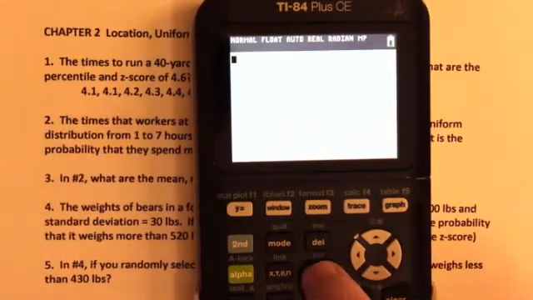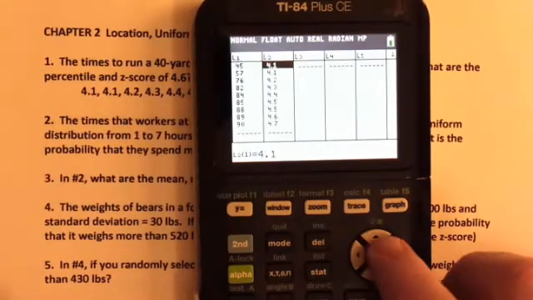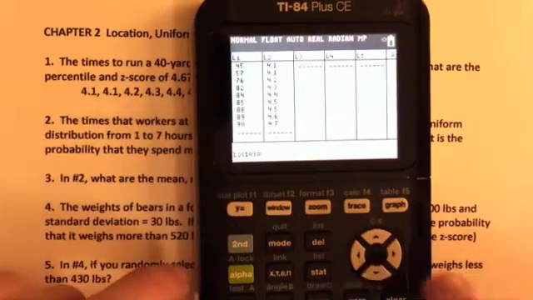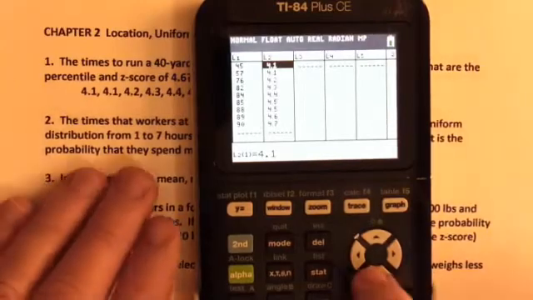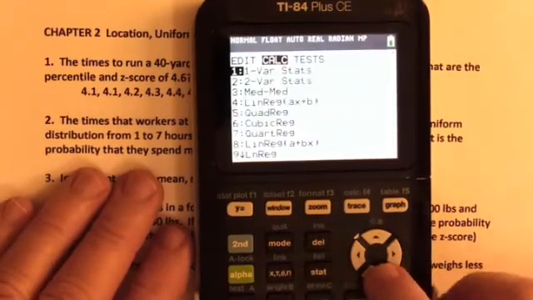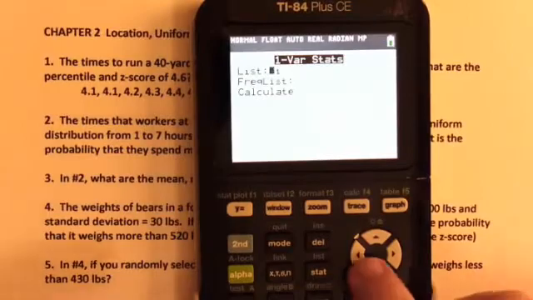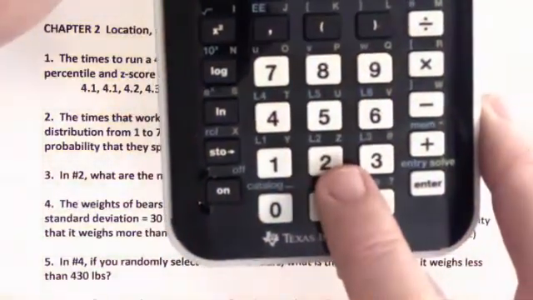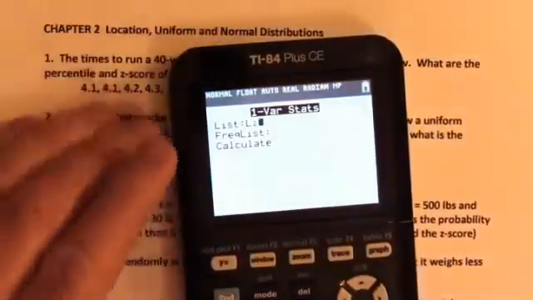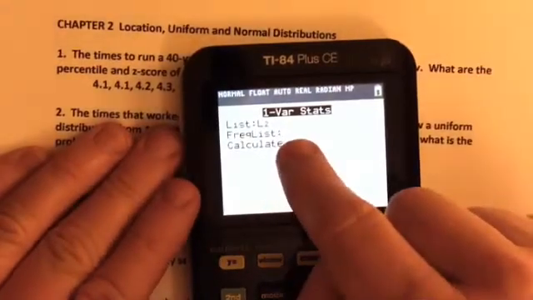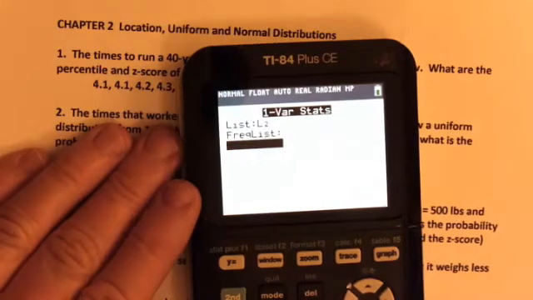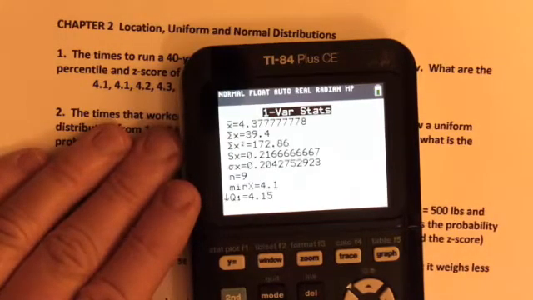So we will go stat and edit. I put mine in list 2. So there are the values. Just type them in there, and then we'll do one variable stats. The way you do that is you go stat, calculate, one variable stats, and I put them in list 2, so I go second and 2 for list 2. There's list 2 right above the 2 button. See it? The frequency list has to be blank or have a 1 in there, either way, but make sure that's like that. Then we hit calculate.